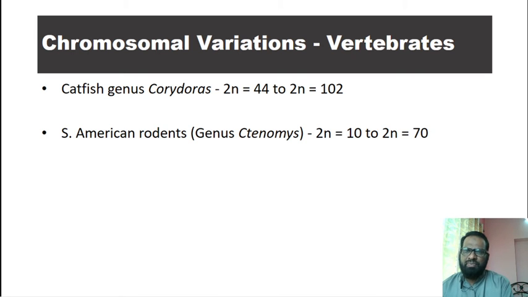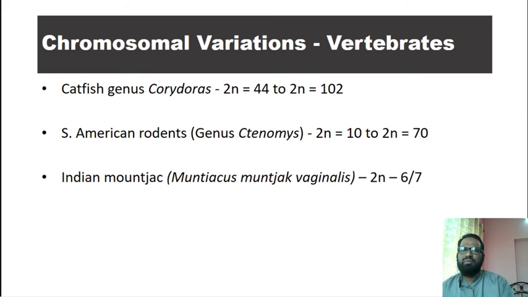The second example is the South American rodent, Ctenomys. In the genus Ctenomys, there are about 30 to 35 different species. If you take the diploid number of chromosomes in these animal species, you will find that they lie between 10 and 70. Some species of Ctenomys have a diploid number of 10 chromosomes, and others have 70. Altogether, within a single genus with a very limited number of species, we can still observe such major chromosomal variations in the South American rodent.